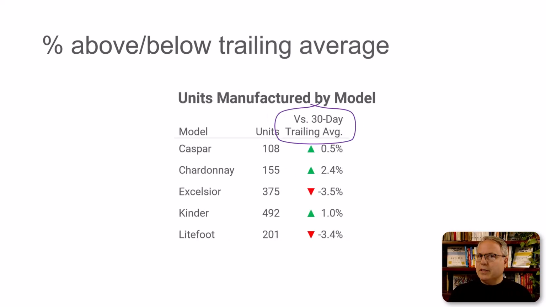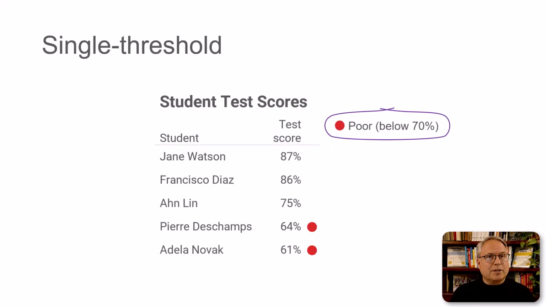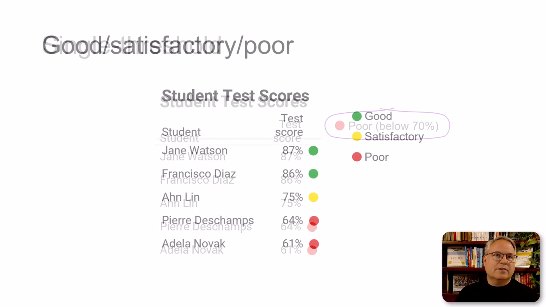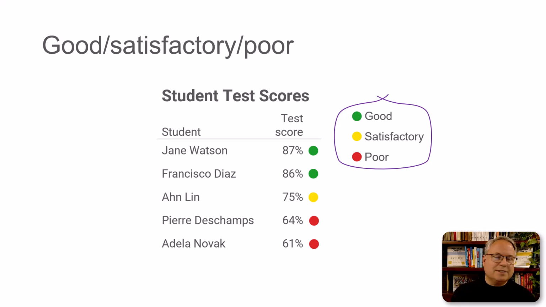Versus trailing average may be a little bit less common, but where we calculate, in this case, the trailing average of each metric for the last 30 days and show perhaps that the current value is 0.5% above or 2% below. There's also what I call single threshold, where we set a threshold, in this case, say, a 70% test score, and flag anything that is on the wrong side of that threshold. Good, satisfactory, poor ranges. Probably don't have to explain these.